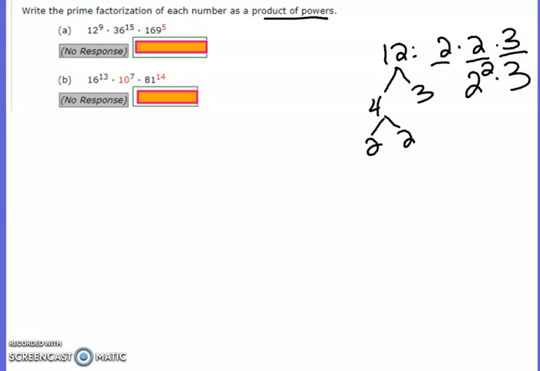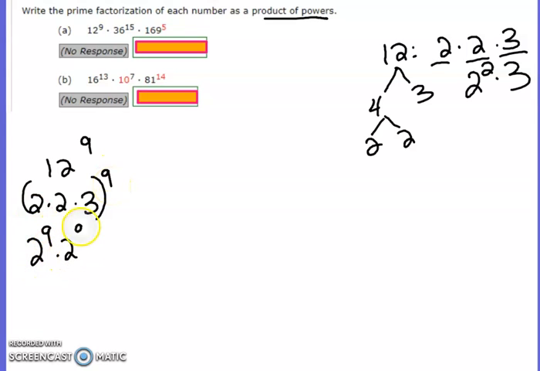Well, 12 to the 9th. We've already done 12 over there, and 12 is basically 2 times 2 times 3, and these are all to the 9th power, which is going to give me 2 to the 9th, 2 to the 9th, and 3 to the 9th. All right, so that's what 12 to the 9th is.